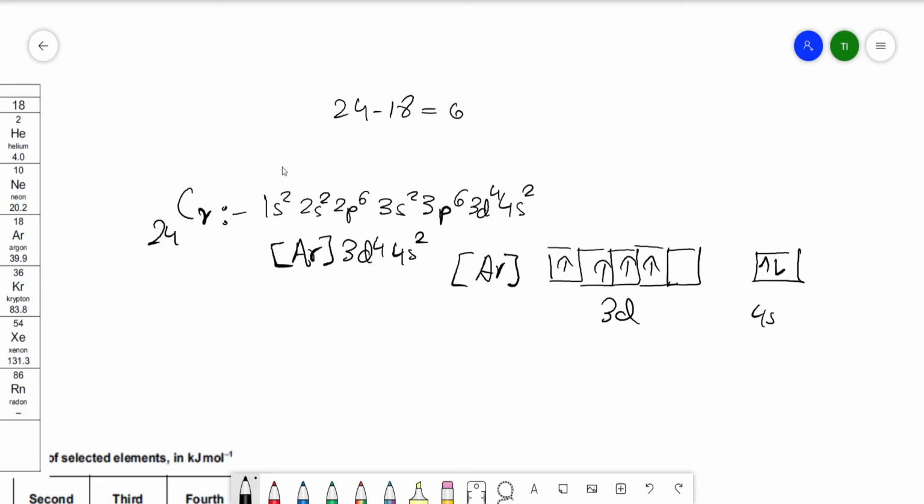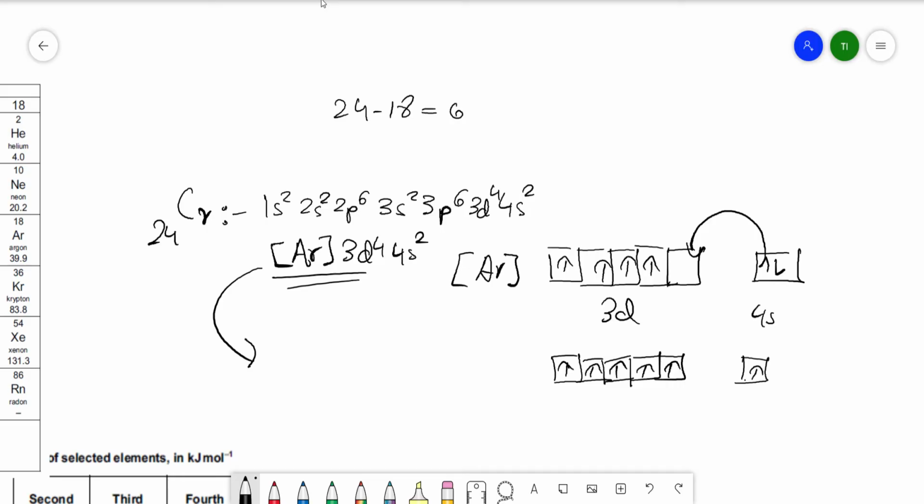So for this to become more stable, you just bring one electron from 4s to 3d, and what happens is, this becomes half filled, and this also becomes half filled. So it's a very stable electronic state, right? And the actual electronic configuration is Ar 3d5 4s1. That's the actual electronic configuration of chromium.